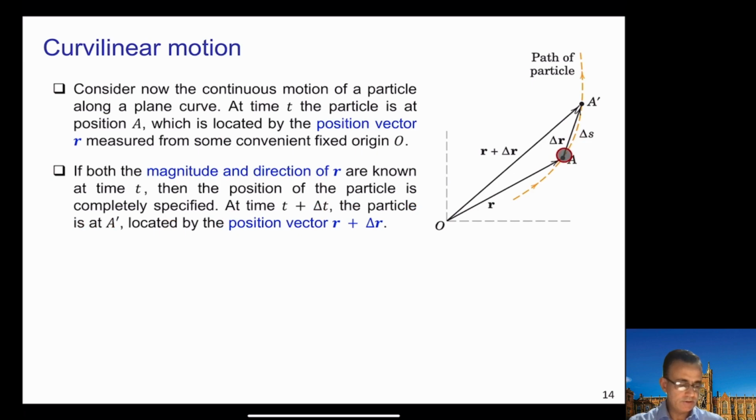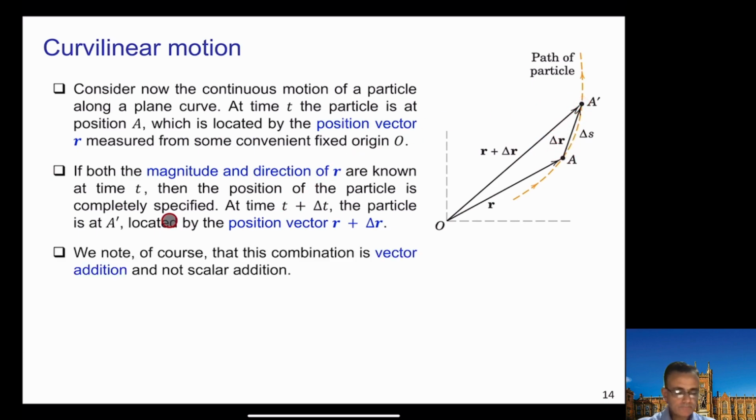Now at time t plus delta t, the particle is at A dash. So the particle is moving from A to A dash during the interval delta t, and A dash is located at this position here. The position vector of A dash is r plus delta r, where delta r is this vector from A to A dash. We note, of course, that this combination is a vector addition and not a scalar addition.